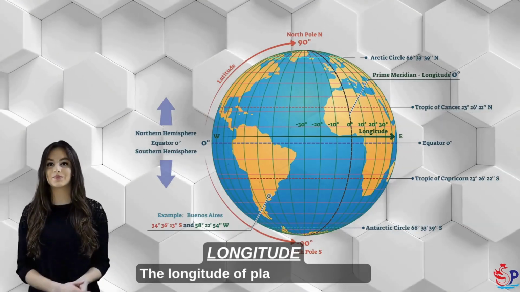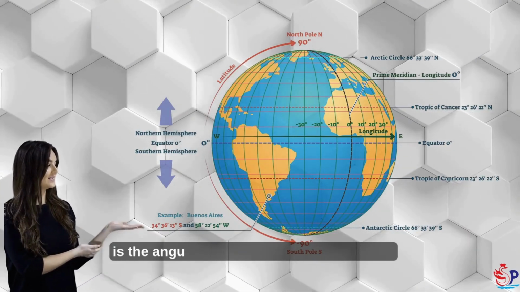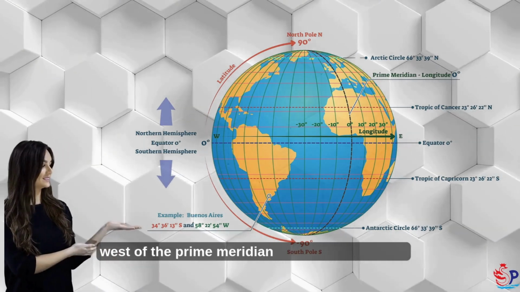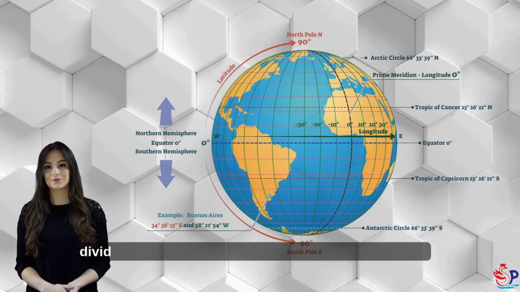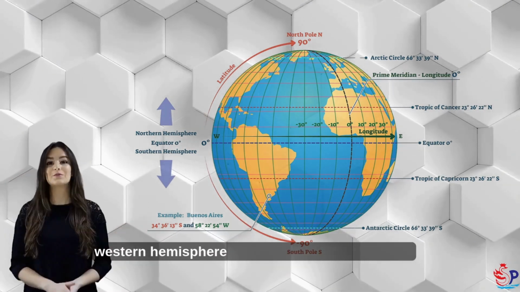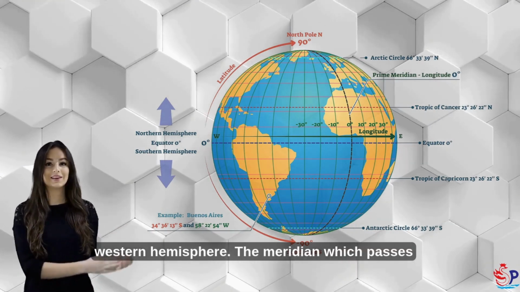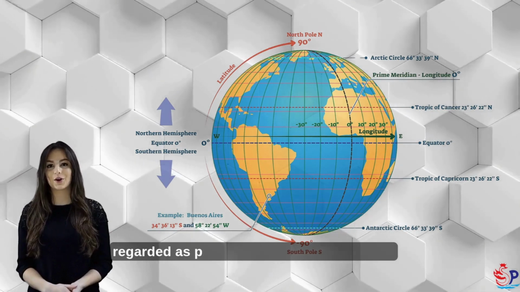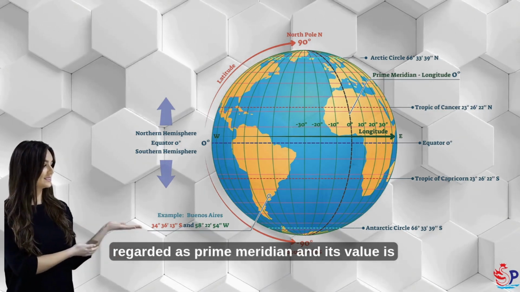Longitude. The longitude of a place on the Earth is the angular distance of that place east or west of the prime meridian. The prime meridian divides the Earth into the eastern hemisphere and the western hemisphere. The meridian which passes through Greenwich, near London, in England is regarded as prime meridian and its value is 0 degrees.